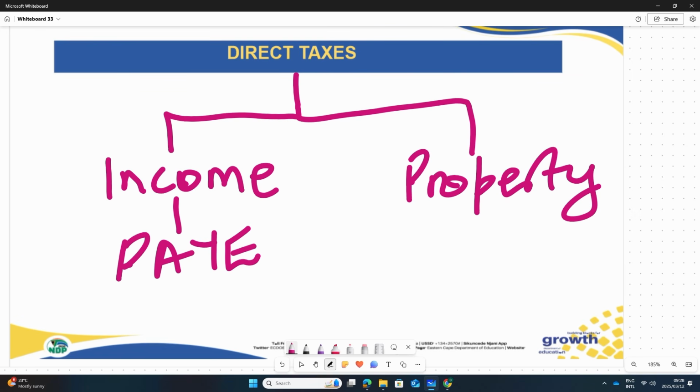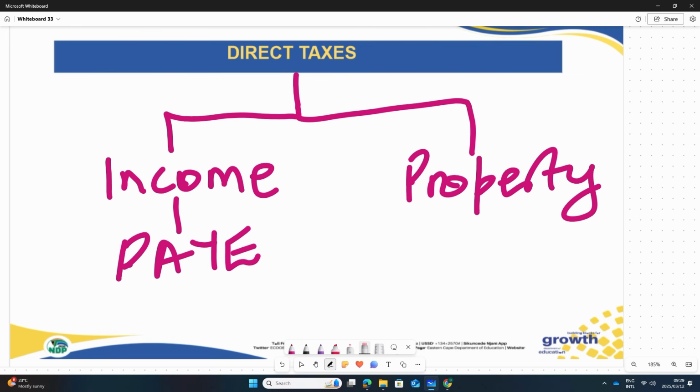This type of tax is deducted on an employee's monthly remuneration and is paid by people who earn regular or fixed income and is paid on a monthly basis at the time the income is earned. And also the examples include teachers and nurses.